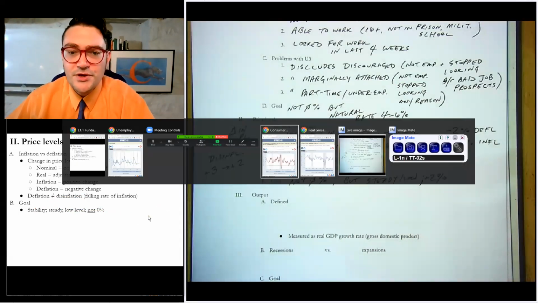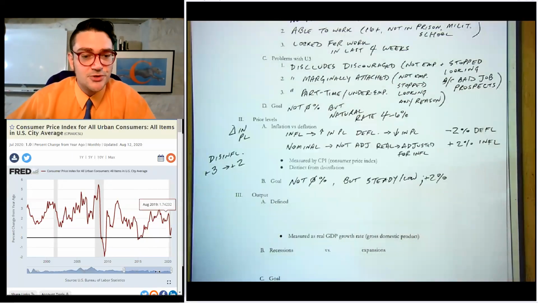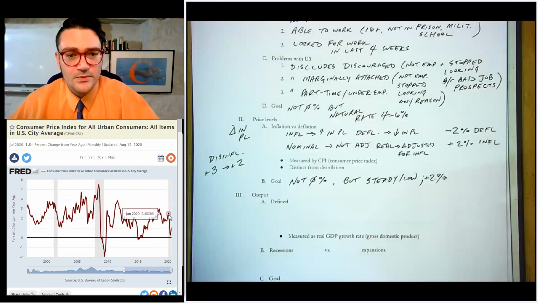But so here is the CPI. Actually, I wanted to show you a graph. You can see that it bounces around about 2%. Some years it's much higher. Here in 2008, it was like 5% for a little bit there, but then it was negative for a little bit there, but it bounces around the goal of around 2%.